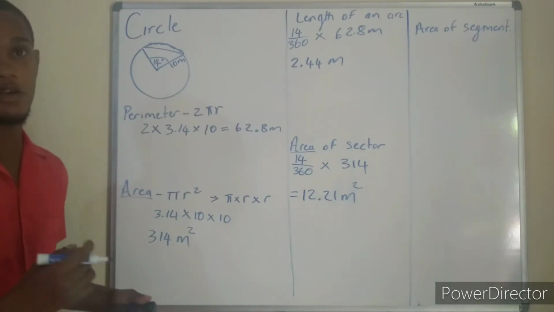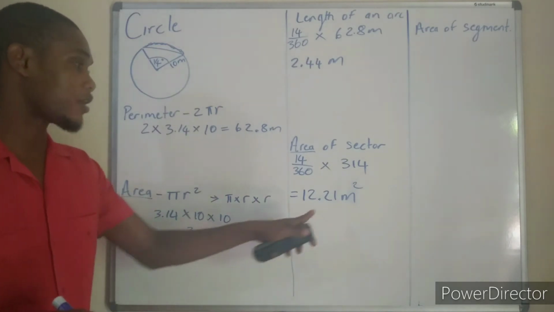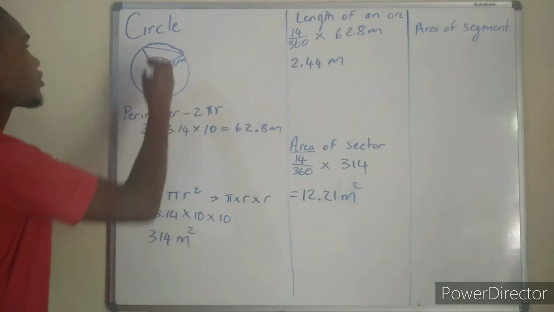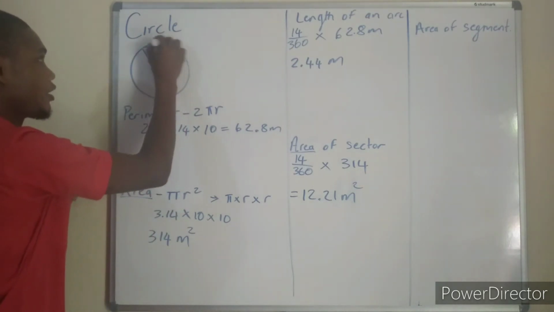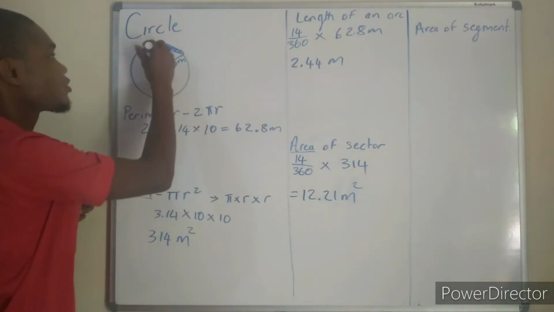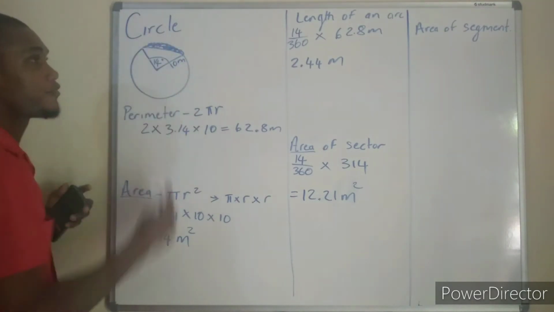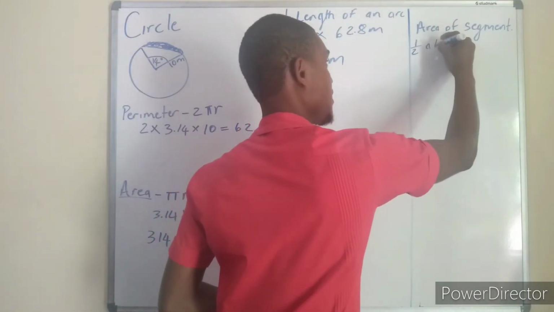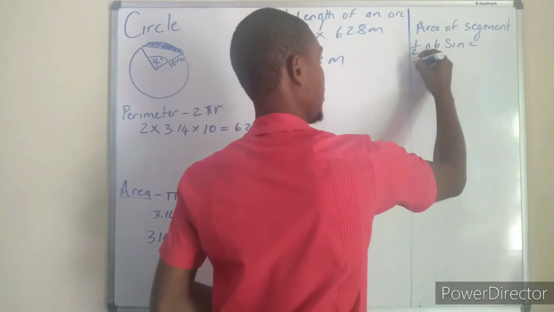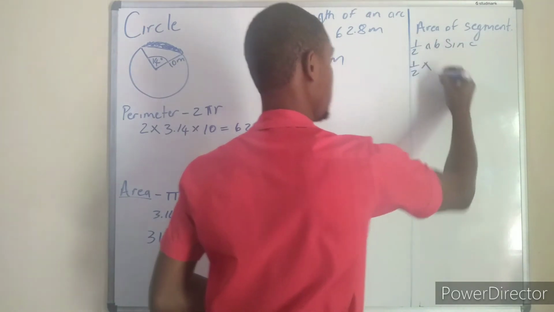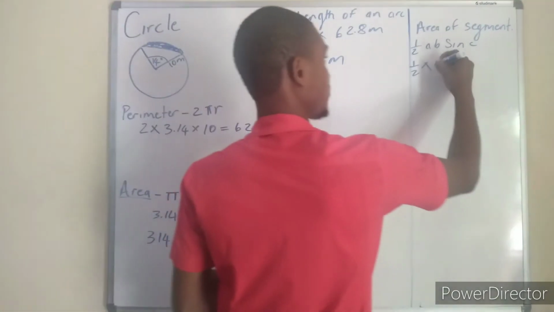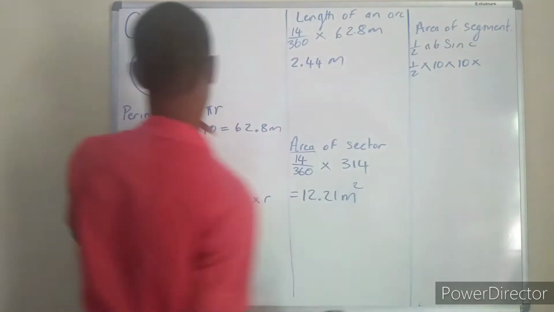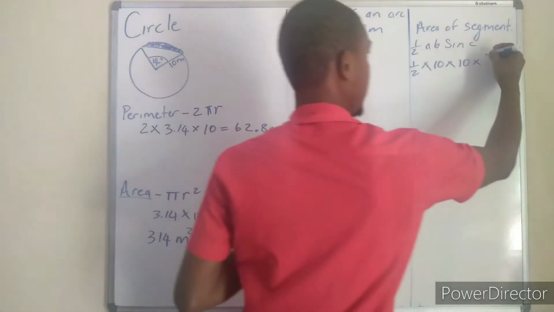And the final one, which is area of segment. The area of the segment says you must have the area of the sector and subtract the area of the triangle that you are seeing. So this portion here is your segment, and you must identify your triangle and work that out. For this formula, we'll have to work with half ab sine C. That's half multiplied by a, which is the length of your radius, multiplied by the next length of your radius, which is also 10, because it's the same circle, multiplied by the sine of the angle, which is sine of 14.